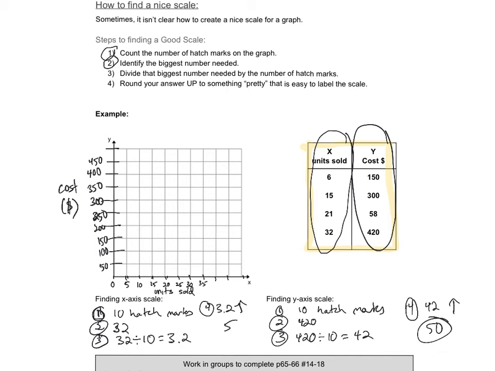So now that I have my nice scale on the x-axis and the y-axis, I get to plot my points. So let's see, 6, 150 would be just past the 5 and right up here. 15, 300 would be out at 15 and up to 300. 21, 58 would be just past the 20 and not up very high, just past the 50. And 32, 420 would be a little bit past the 30, and then up here at 420, ballpark there. So there's a lot of ballparking when it comes to these points.